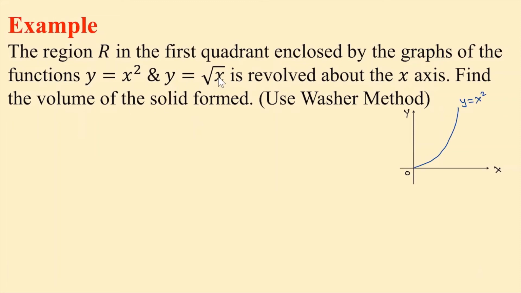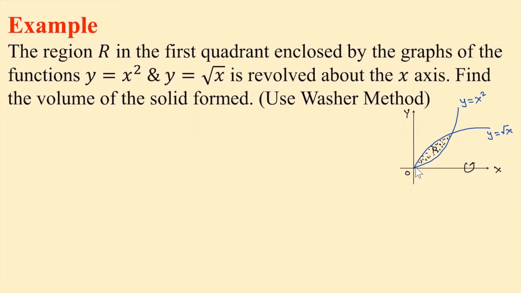And the other one is y equals square root of x. And the region R is the region enclosed by these two functions in the first quadrant. So this is the region R. Now what we are doing is revolving this region R about the x-axis, and we need to find the volume of the solid formed.